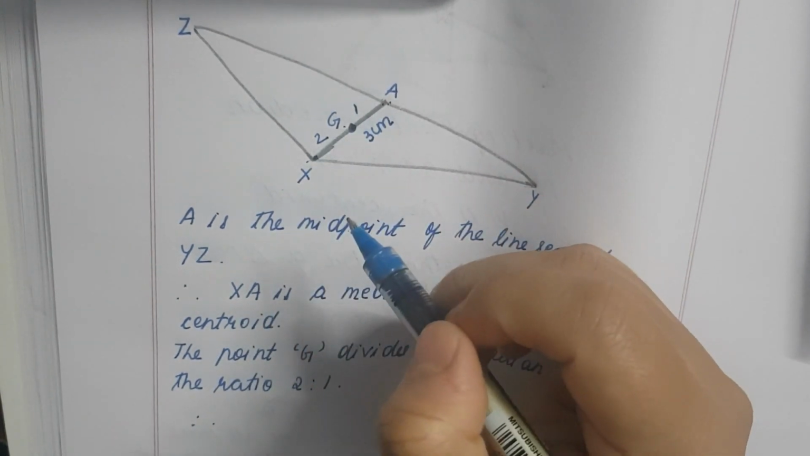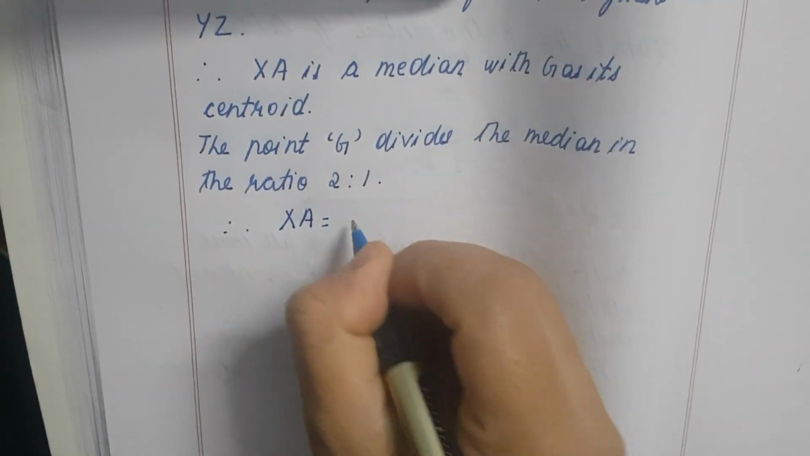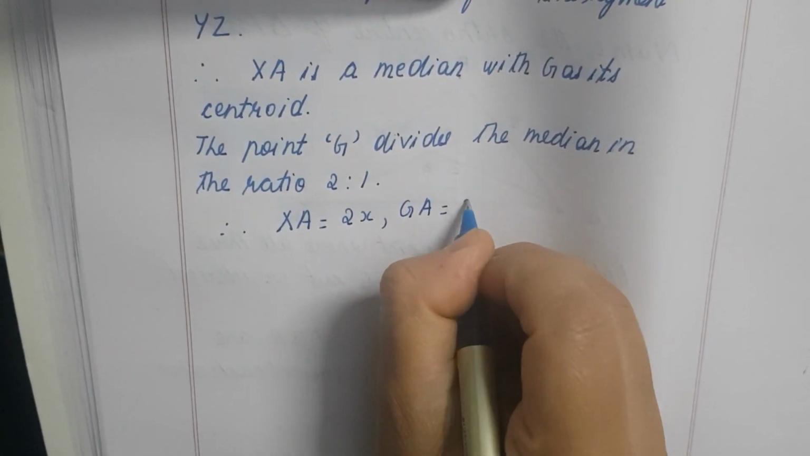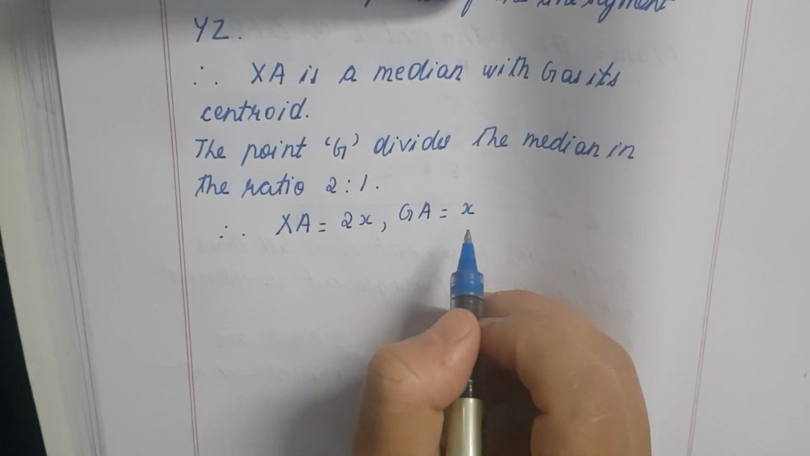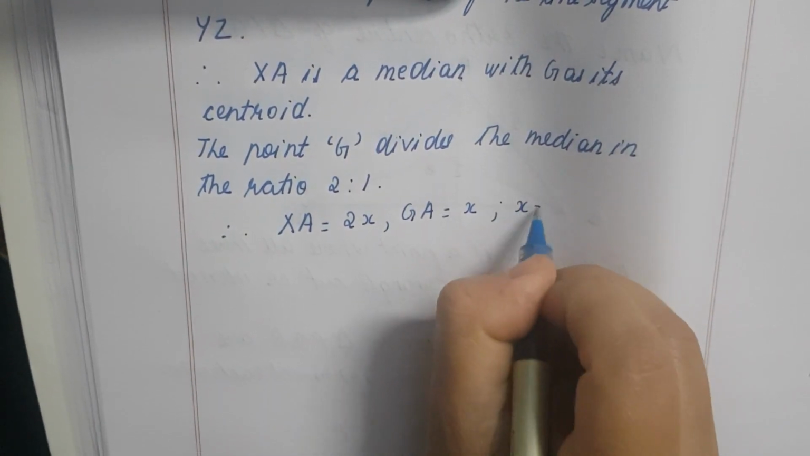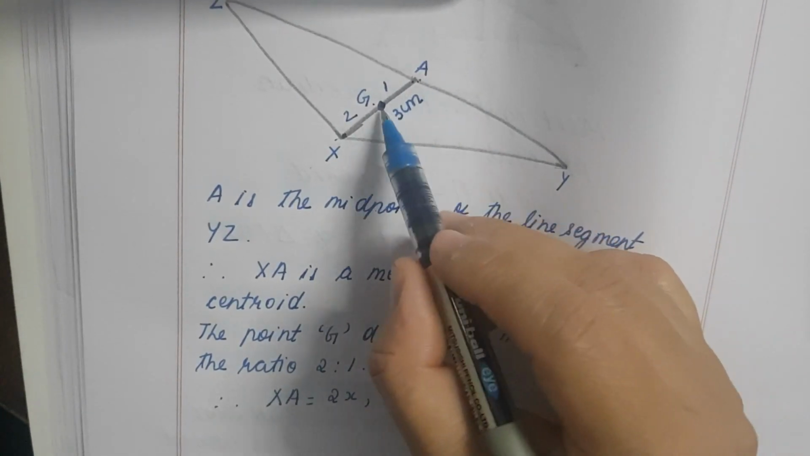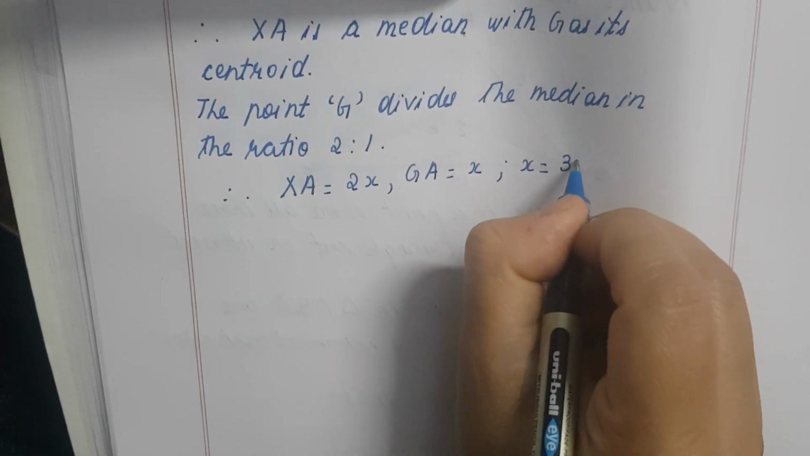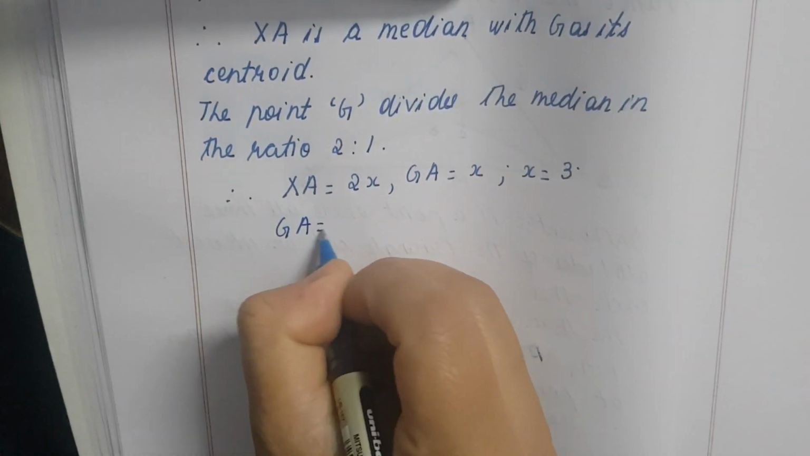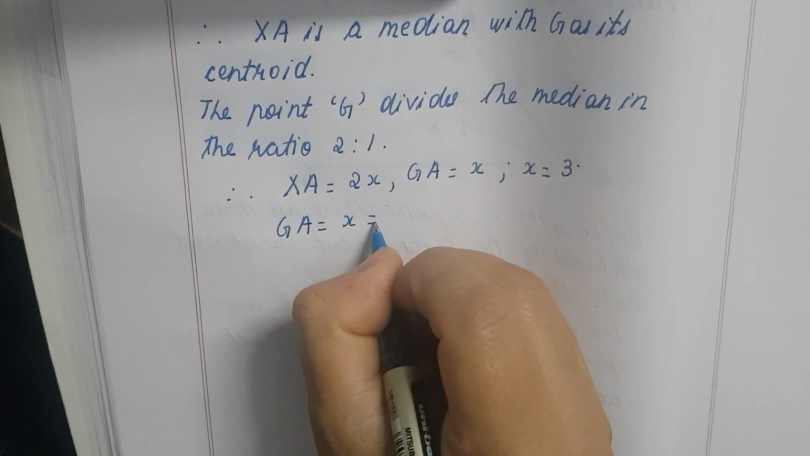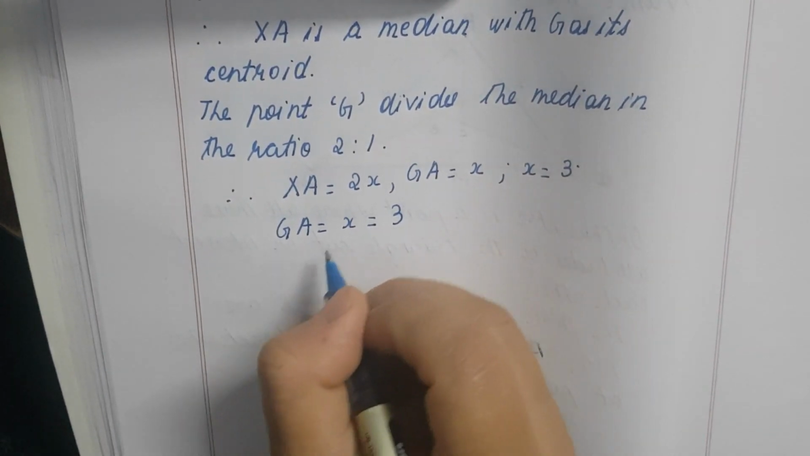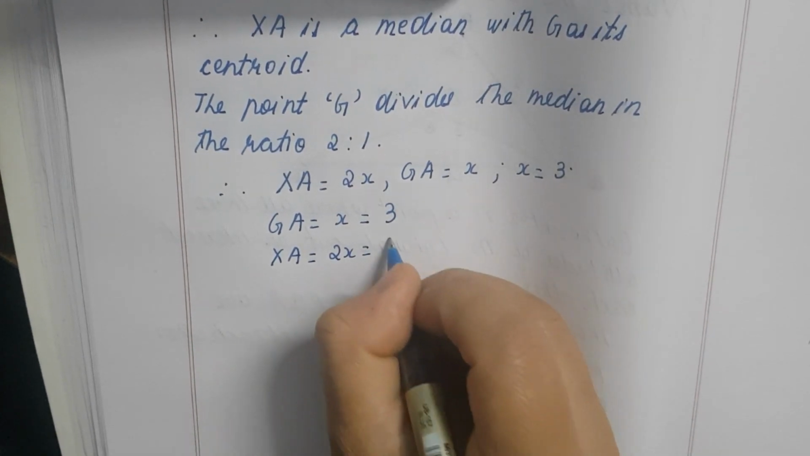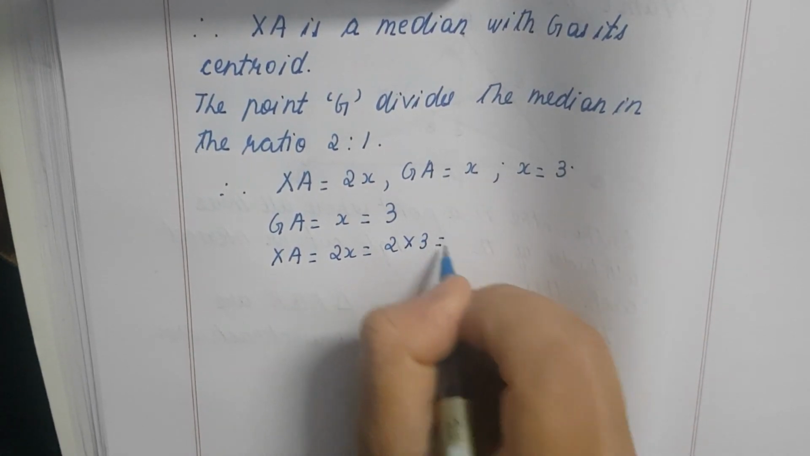So, 2:1 ratio, right? XG is equal to 2x and GA is equal to x. We can take the 1 part as x, where x is equal to, see, what is GA given as? 3 cm is given. So x is equal to 3. GA is known, it's just x, so x is equal to 3. So GA is equal to 3. XG is 2x, so 2 into 3 is equal to 6.